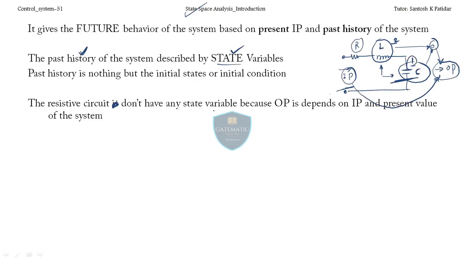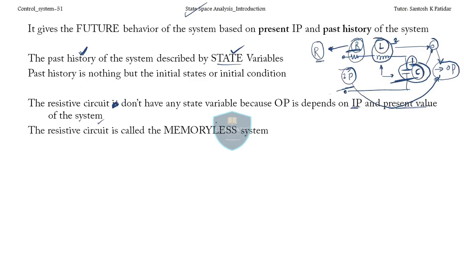So the resistive circuit doesn't have any state variable because output depends on input and present value of the system. We know very well the resistor is not a memory device, it's a memoryless device. It will not store anything. Short-term memory loss, like Aamir Khan in Ghajini. The resistor doesn't have any memory. Whatever the reaction of the resistor is, it's the present reaction based on the present input and present value of the system. But this L and C, they are not Ghajini. The resistive circuit is called the memoryless circuit. You can call it Ghajini.